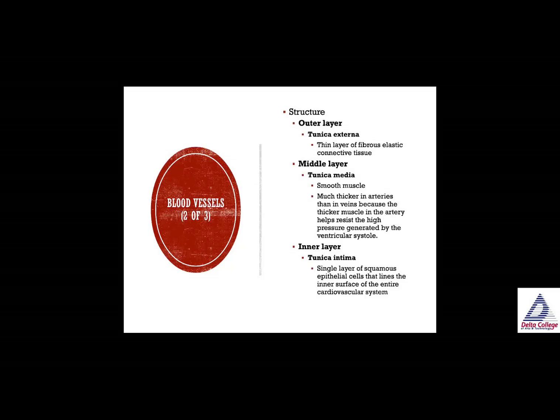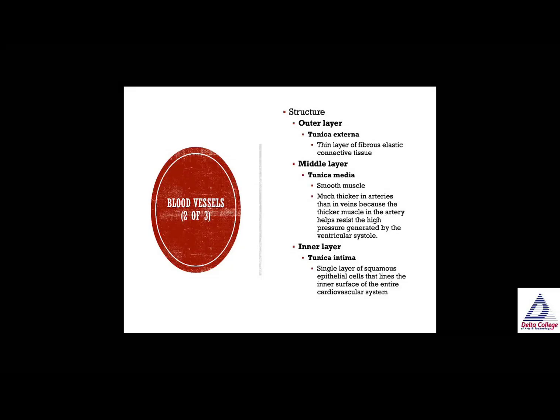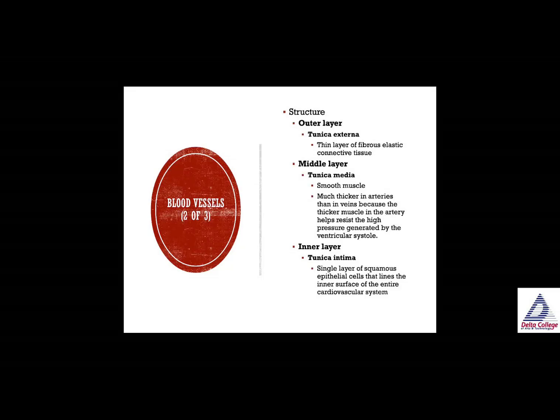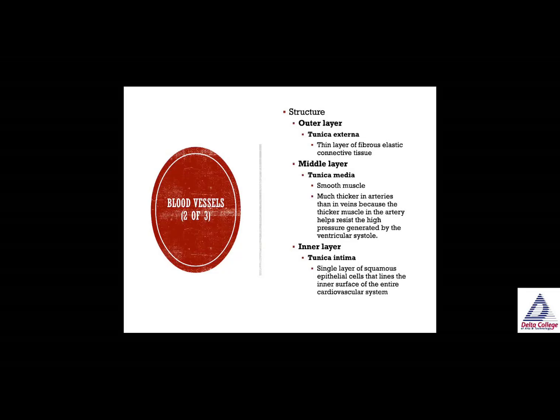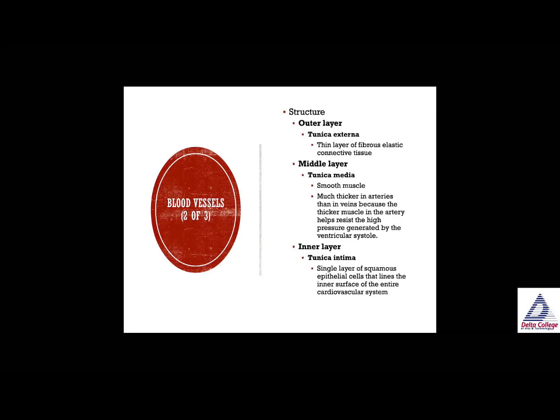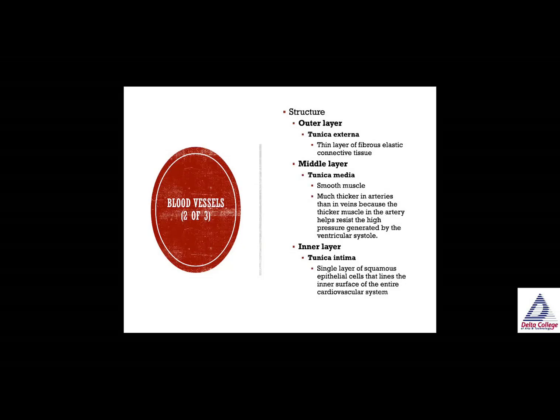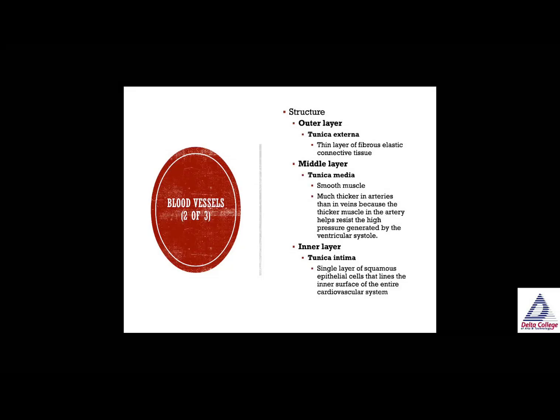Now you have to know the 3 layers of blood vessels. The outer layer is called the tunica externa, external, right? Thin layer of fibrous elastic connective tissue. The middle layer of vessels is the tunica media. This is smooth muscle. It is much thicker in arteries than veins because the thicker muscle in the artery helps resist the high pressure generated by the ventricular systole.